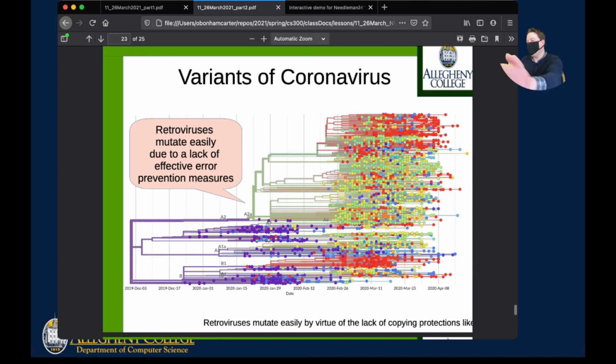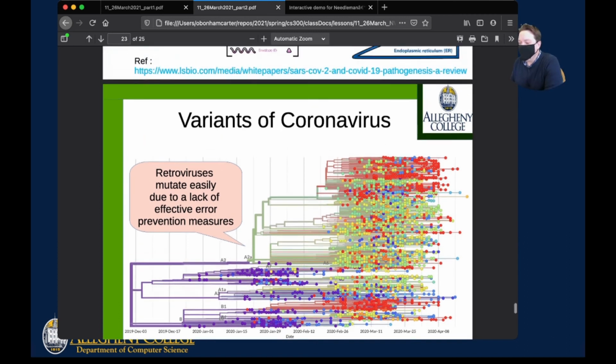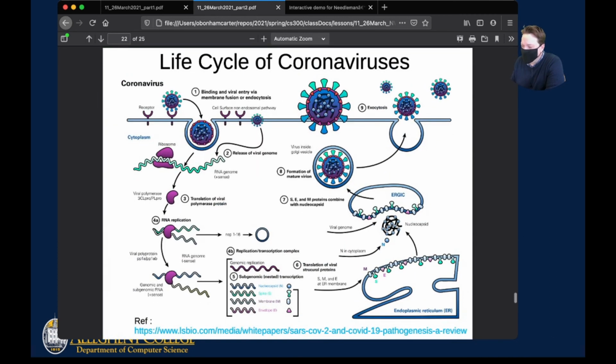And so by masking up and by getting your vaccine and by doing all these other things, you prevent these viruses from spreading or from becoming variants, because they can't copy. Anyway, this is just a lifestyle of the coronavirus.